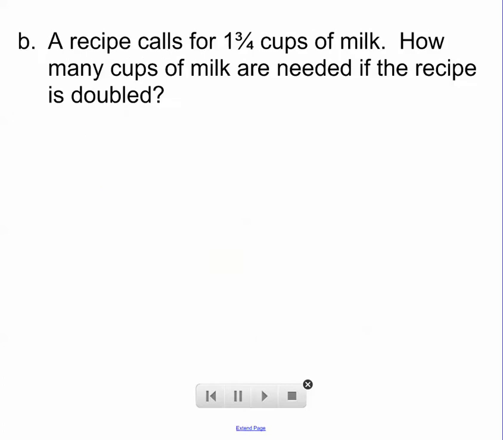A recipe calls for 1 3/4 cups of milk. How many cups of milk are needed if the recipe is doubled? Well, I guess the first thing you need to know is that doubled means that you're going to take the recipe and multiply it by 2. 1 3/4 is 7/4. So we're going to actually multiply 7/4 by 2. And then remember from the previous lesson, we're going to simplify before we multiply. Don't multiply yet. Let's simplify.